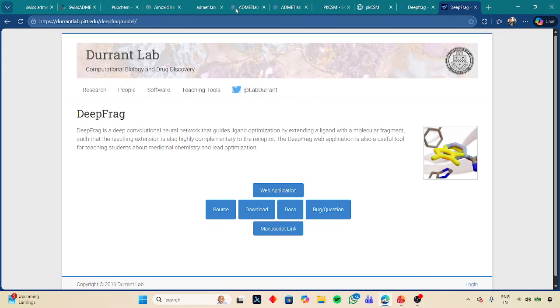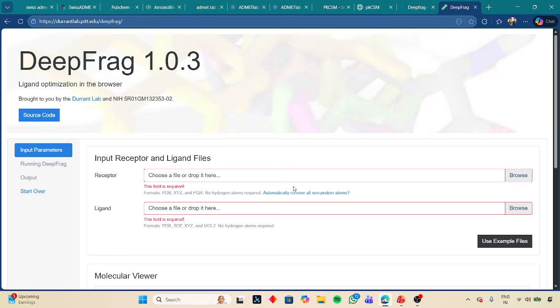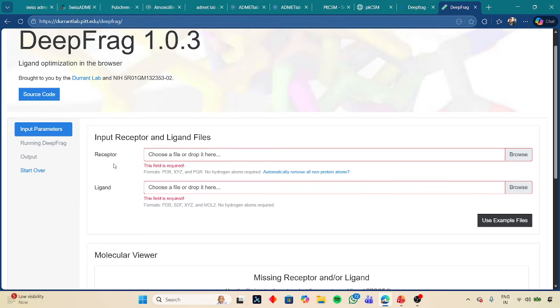Open this interface of the Durrant Lab and click on web application, and it will take you to the site. Input file. Now we have two input files: the receptor and the ligand molecule. We have to drop them. First of all, we have downloaded the desired drug molecule, which I told you earlier we will work on. That is the ligand molecule, amoxicillin.